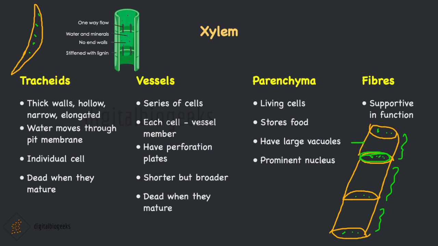Xylem parenchyma is composed of living cells. They store food, that is carbohydrate and water, and they have large vacuoles to store the food. A prominent nucleus is there in parenchyma. These are the parenchymal cells. They have a prominent nucleus inside it and they contain large vacuoles to store food. Fibers are supportive in function.